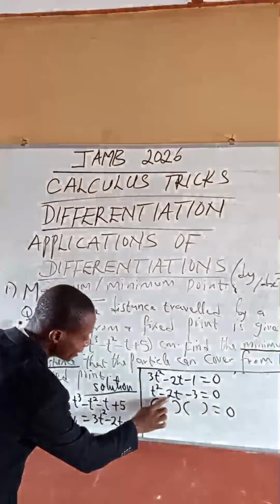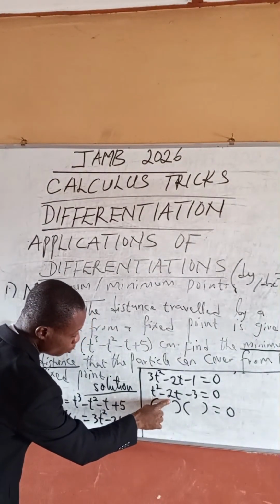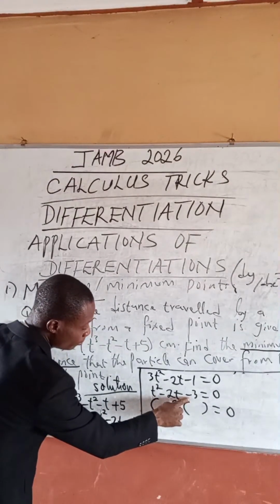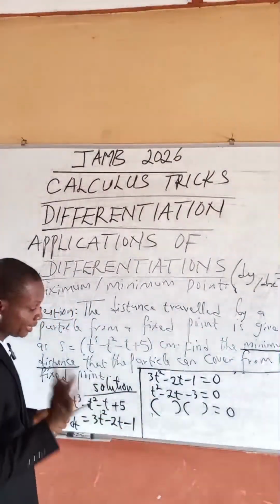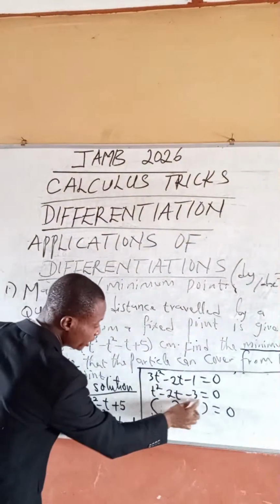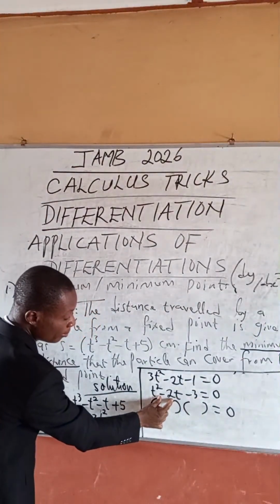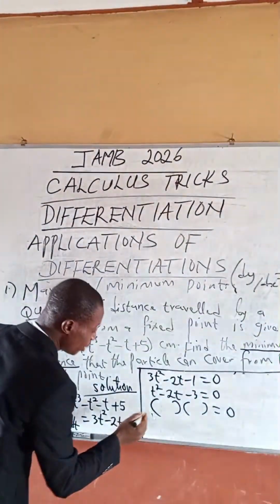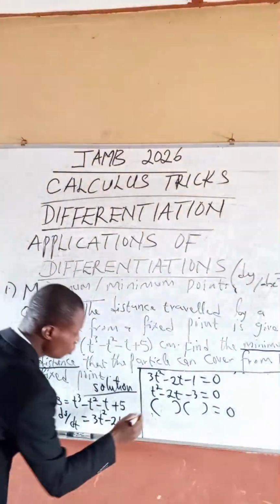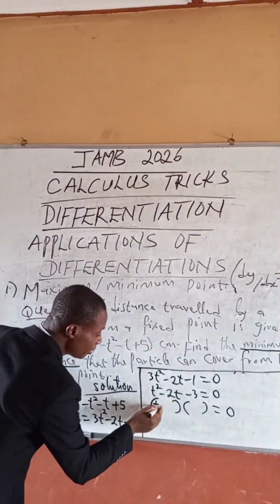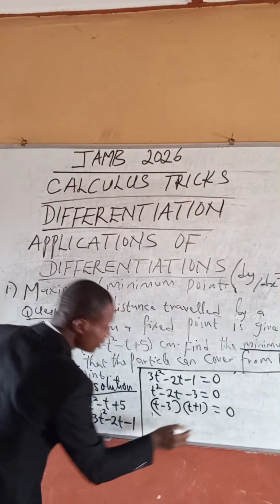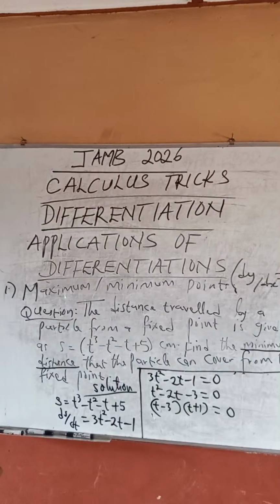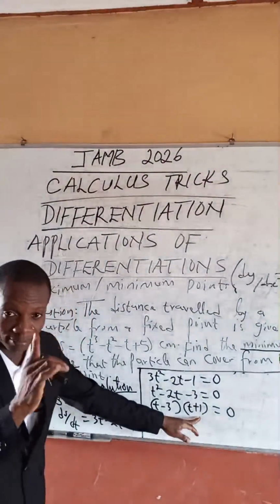So look for two numbers that add up to give minus 2, and when you multiply, give minus 3. Minus 3 plus 1 is the answer. Minus 3 plus 1 will give me minus 2. So minus 3 and plus 1, which means we are going to have t minus 3 and t plus 1. Do you understand?